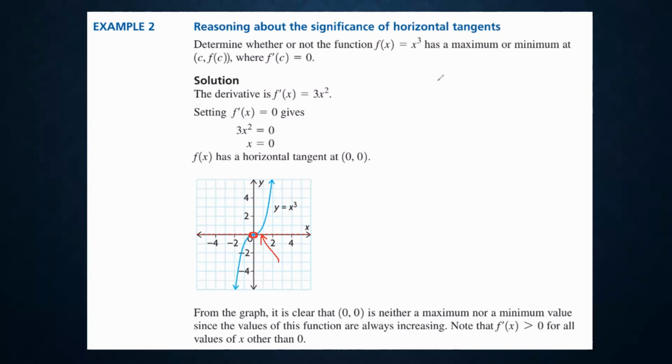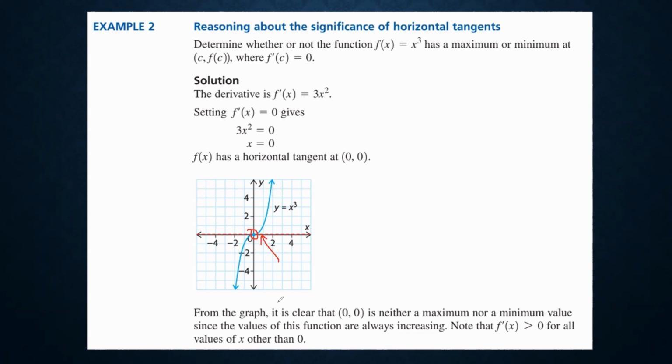This would be the point where we have a horizontal tangent line. And you already know reasoning about local minima or local maxima. So would you say this is any one of that? This one's neither. Exactly. From the graph, it's clear that 0 is neither a maximum nor a minimum value, since the values of this function are always increasing. And note that the derivative is always positive for all values of x.